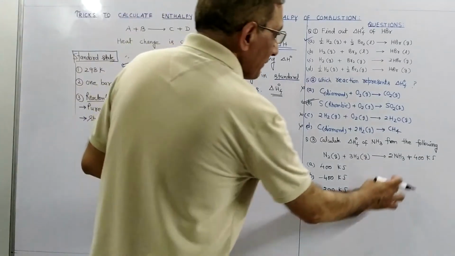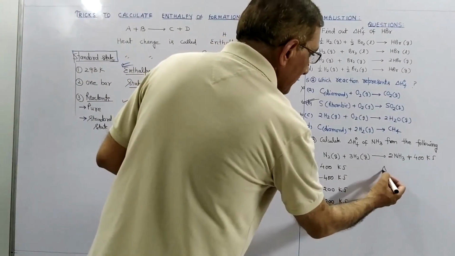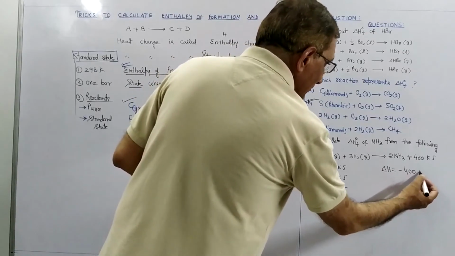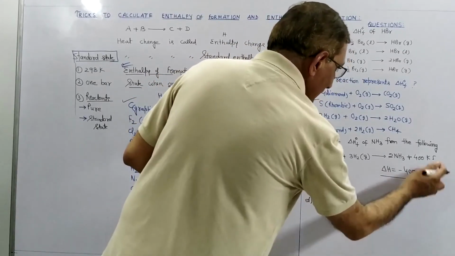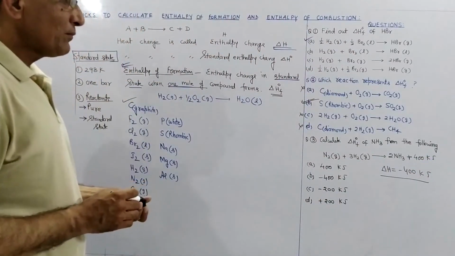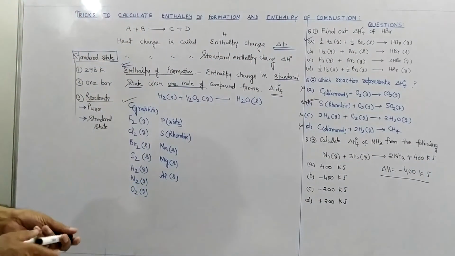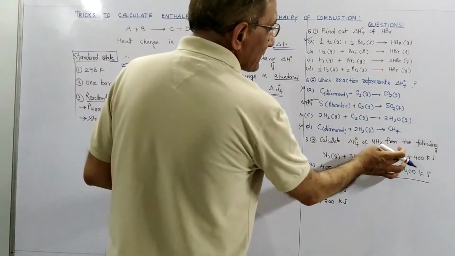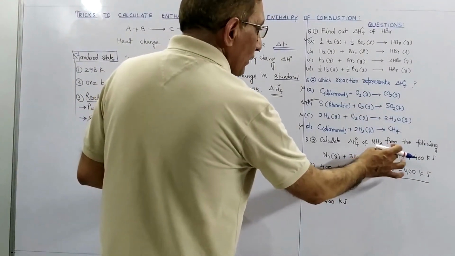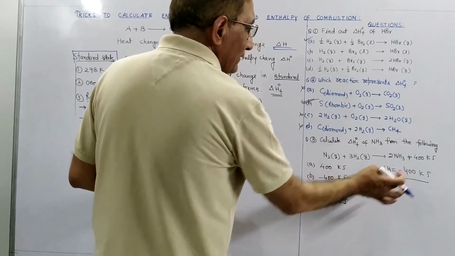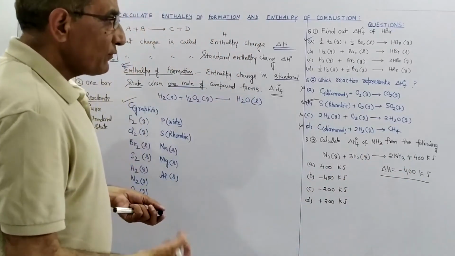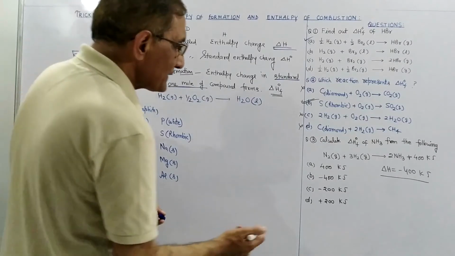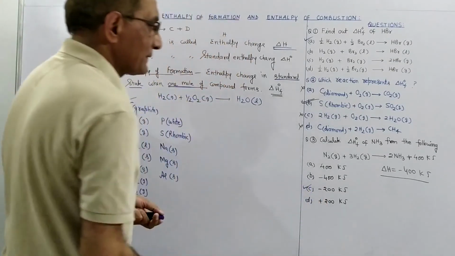If they are writing plus 400 kilojoule, it means this reaction is exothermic. In terms of delta H, we can write delta H is equal to minus 400 kilojoule. And students, you have to be careful. Here 2 mole of ammonia is forming. When 2 mole of ammonia is forming, we are getting this much heat released. So for 1 mole, it will be minus 200. So minus 200 means our correct option is this.